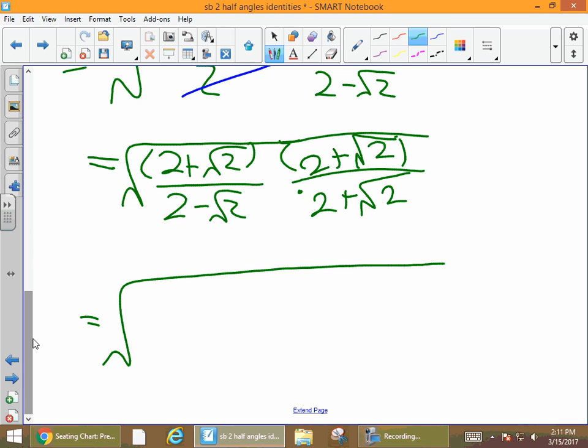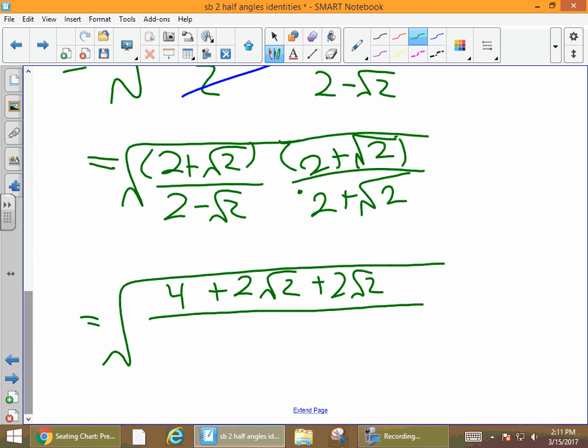So we remember FOIL is first, outer, inner, last. So to start off, we're going to do first. So 2 times 2 is going to be 4. Outer, 2 times radical 2 is going to be 2 radical 2. Inner, 2 times radical 2, or radical 2 times 2, is going to be another 2 radical 2. And then last, radical 2 times radical 2, what does that become? It's radical 4, which becomes 2.